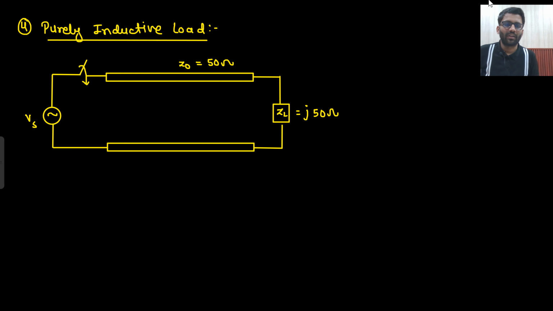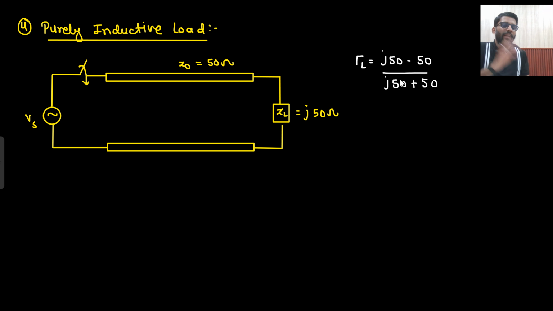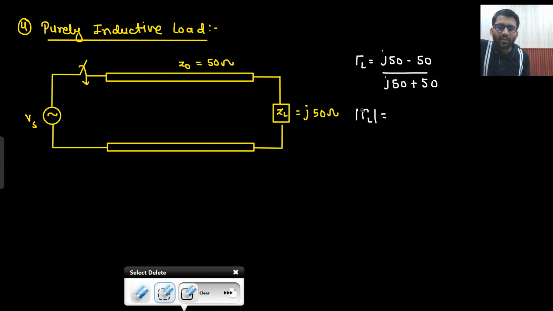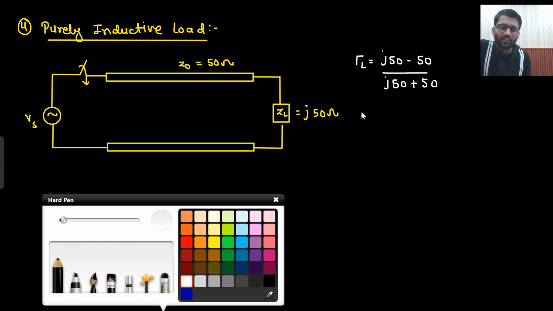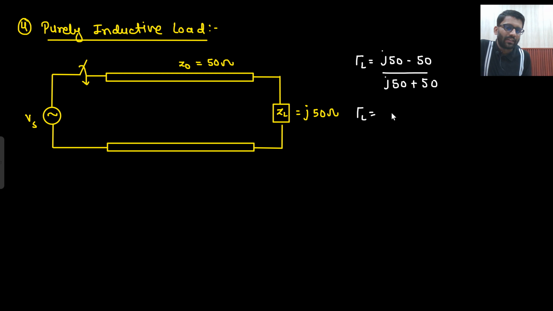Okay. So let's start the analysis for inductive load now. First, we need to find the reflection coefficient at load. That will be ZL minus Z naught, J50 minus 50 divided by J50 plus 50. Now you know one thing, it will have a magnitude as well as some angle, right? Because there is a J term. What will be the magnitude? If I only talk about the magnitude, directly I can take 50 outward because 50 is getting cancelled. So I am getting J minus 1 upon J plus 1.